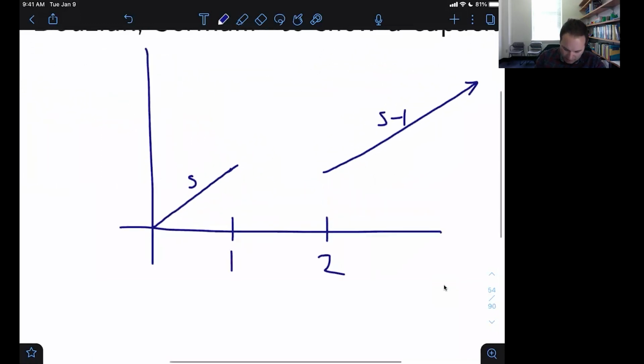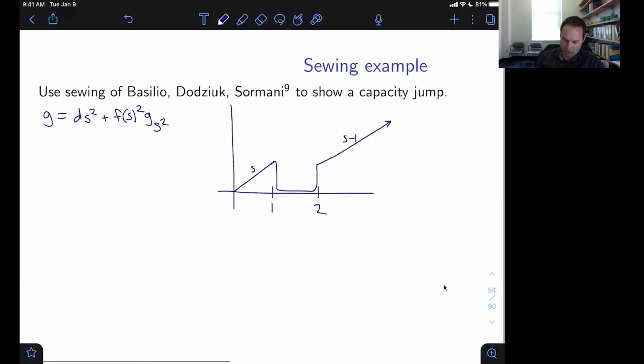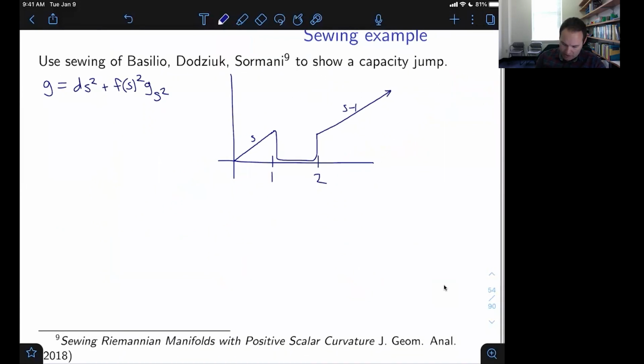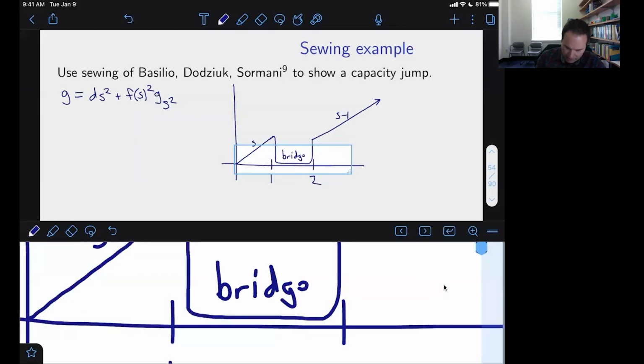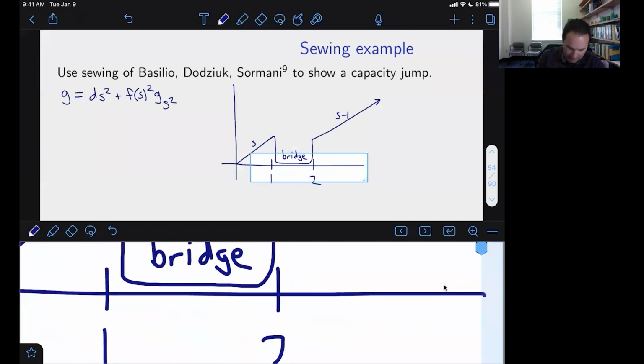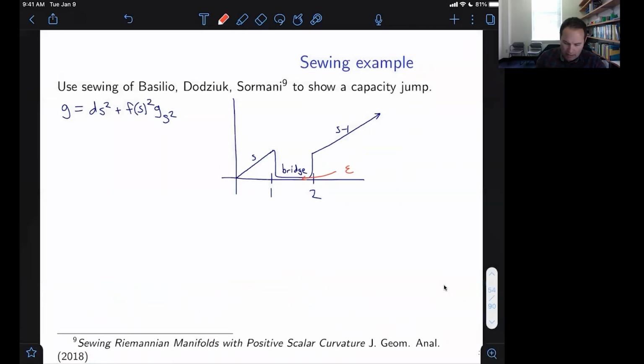Between them, we make the metric very small. So we're joining these two regions with a bridge where the metric gets very small. Okay, so this region here, we'll call this the bridge region, everything between s equals 1 and 2, and let's say that's about epsilon, that distance there. One of the things you want really is that you want the bridge to have a very small volume. Okay, so you can arrange that.